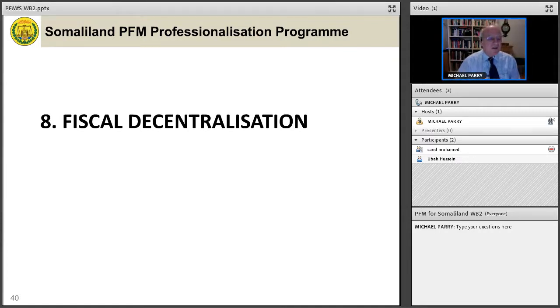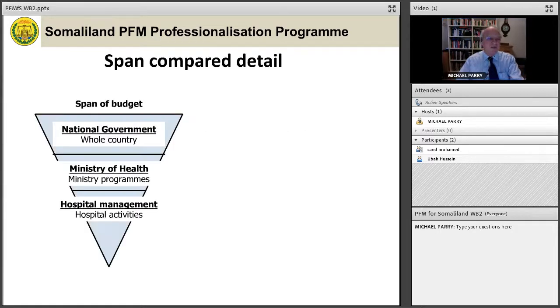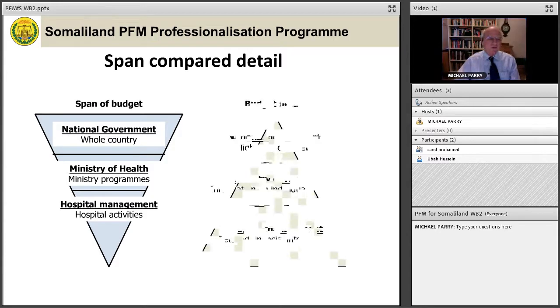Which brings us to the last area I want to talk about, which is fiscal decentralisation. This is really a separate topic from budget execution, but I think it probably fits in best here. If you look at the way governments work, the national government is the government for the whole country, and then it's narrowed down. So the Ministry of Health is responsible for the programs of the Ministry of Health. And then under the Ministry of Health, you've got, say, hospital management is responsible for just that hospital.